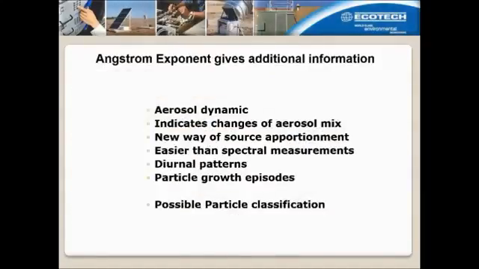So I hope I showed you that the Angstrom exponent gives you a couple of extra pieces of information. You get something like the aerosol dynamics. You get indicators of a changing aerosol mix. You have a new way of source apportionment, because you can now say I am only looking for particles with that type of Angstrom exponent and look for where they're coming from. They are easier than spectral measurements, because you can just calculate them and run them like a regular time plot, and you just look at them. The diurnal patterns can be looked at, particle growth episodes, and there is even a possible particle classification.